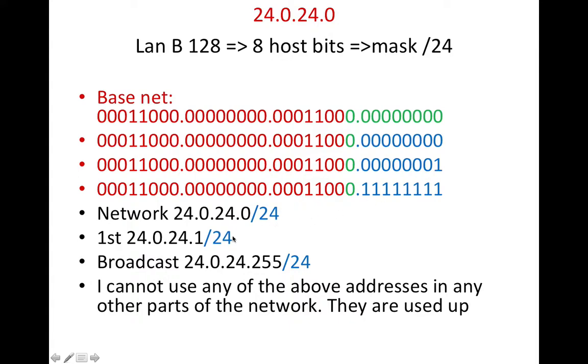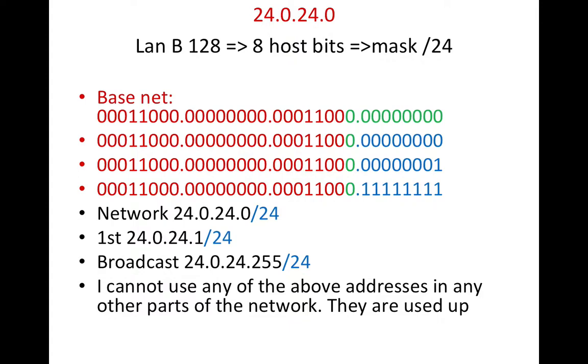Therefore, the IP address would be 24.0.24.1. For the broadcast address, set all the bits in the host portion to 1. Therefore, the broadcast address would be 24.0.24.255/24. Now, this block is used up for LAN B.